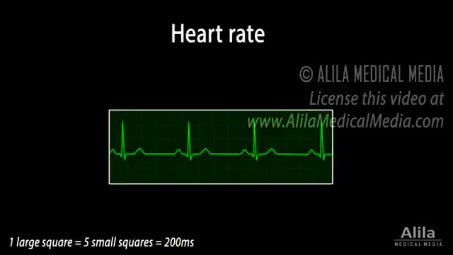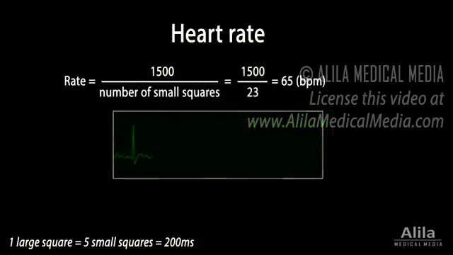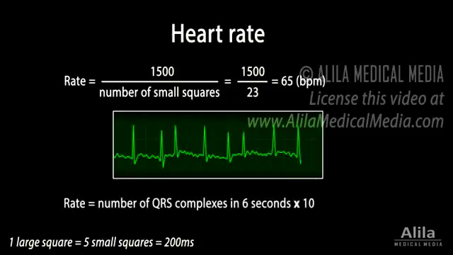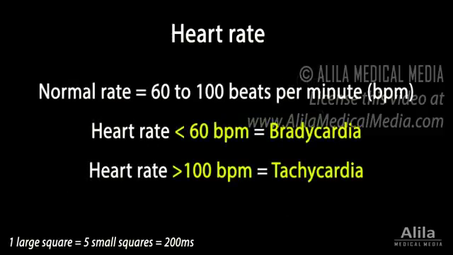For heart rate, identify the QRS complex, usually the biggest on an ECG. Count the number of small squares between two consecutive QRS complexes and calculate the heart rate with this formula. If this number is variable, count the number of QRS complexes on a 6-second strip and multiply by 10. A normal heart rate is between 60 and 100 beats per minute.